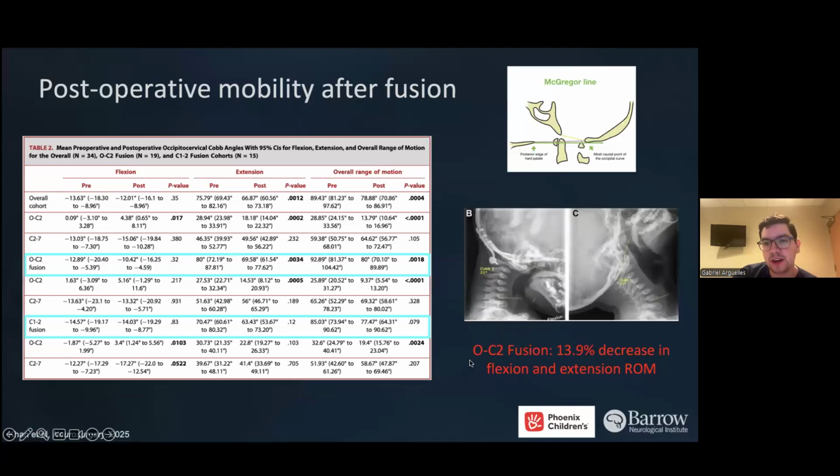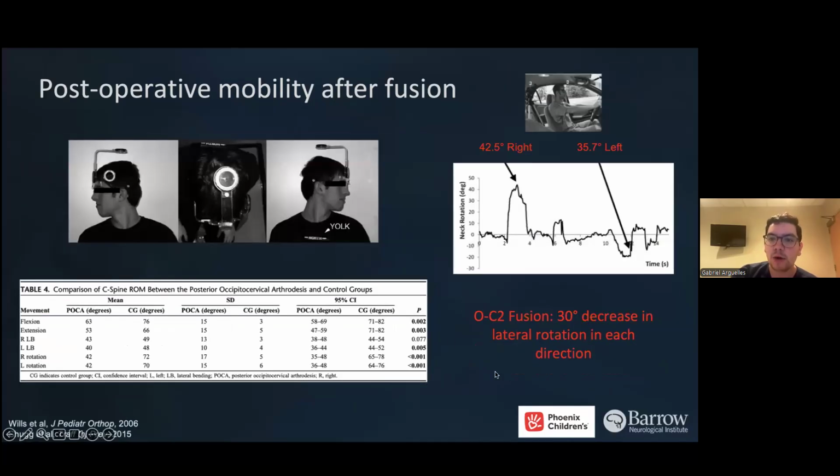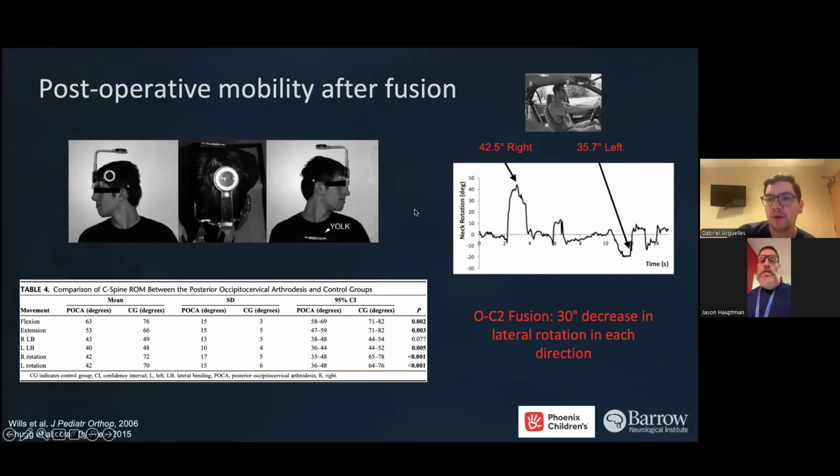Last big teaching points here, and I'll wrap up in two slides, is that when you fuse O to C2, you can get a really big decrease in flexion and extension, up to 14%. And then lateral rotation, you can get up to a 30-degree decrease if you believe these studies. That can be pretty impactful with regard to driving because you need to turn up to like 42 degrees to the right and 35 degrees to the left, as seen in this study, for example. And if you're losing 30 degrees of your lateral rotation in someone you fused, you have to think about their ability to drive after that. So it can be important when counseling these patients on what the impact of OC and C1-2 fusions can be.